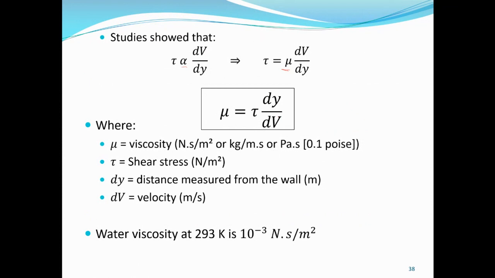Here, mu is the viscosity. Another unit for viscosity is Pascal second, that is, Newton second per meter square or Pascal second. Pascal is the unit of pressure. Tau is the shear stress, which is a pressure, Newton per meter square. Dy is the change in distance measured from the wall, and dv is the velocity.